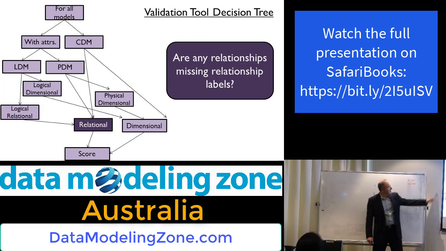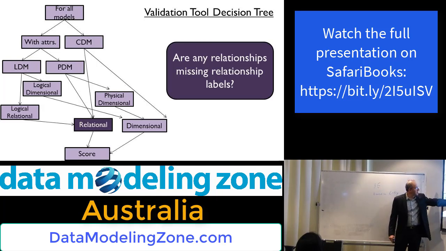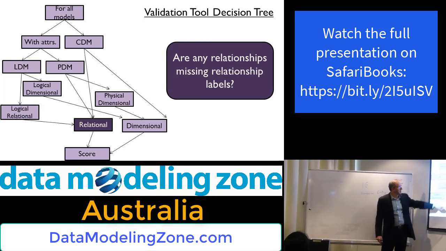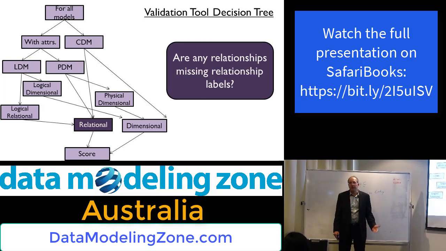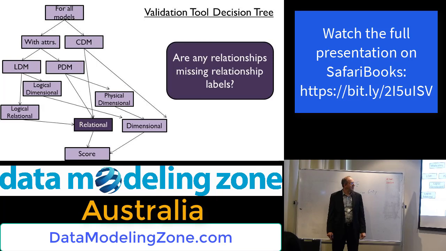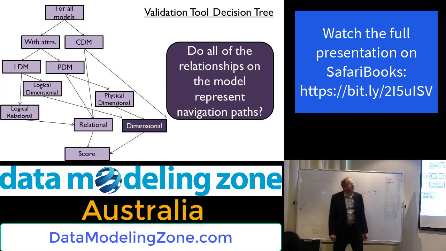And then, if it's a conceptual, is it a relational conceptual? And I look for things like, are any relationships missing relationship labels? If it's a dimensional, do all relationships on the model represent navigation paths? The whole reason for doing dimensional modeling is to help with navigation. So every relationship label should be a path to answer certain questions. And then at the end comes a score.